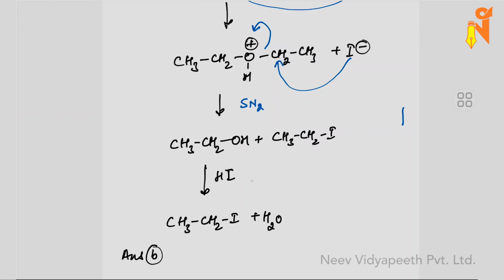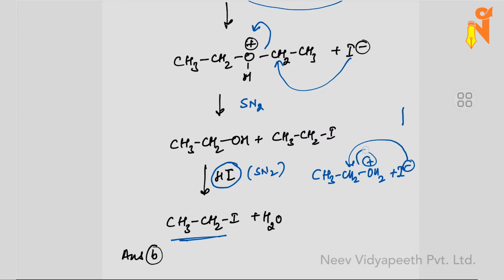Now because we know HI is in excess, one more reaction can take place with the alcohol, and the alcohol will go through SN2. So it will become CH3CH2OH2 plus, and then I minus will attack. Water will go out and you will get the respective iodide. So both of the products will be CH3CH2I, that is iodoethane, and that will be your major product.